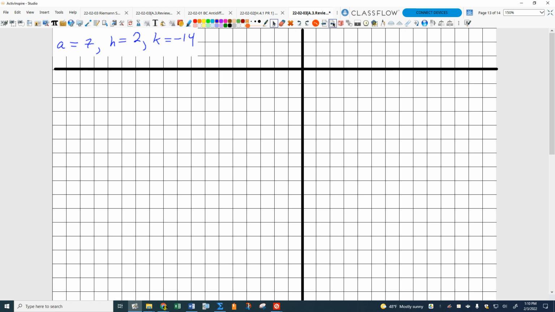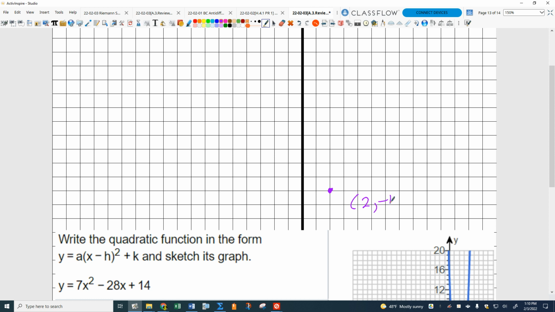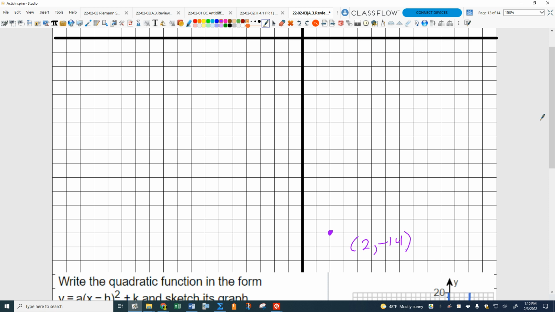Okay, and if I want to graph it, then there's my 3 parameters. All I've got to do is graph a parabola with those parameters. So where do I locate the vertex? H and k, so 2, negative 14. So I got to go over 2 and down 2, 4, 6, 8, 10, 12, 14. So clear down there. Right, there's my vertex at 2, negative 14. And A was equal to 7. So I go over 1 and up 1 times 7. So over 1 and up 7.